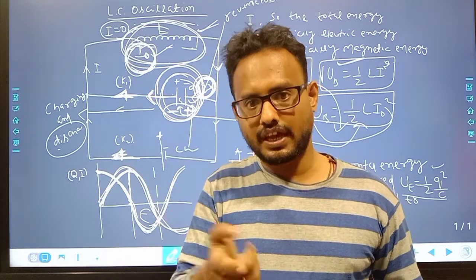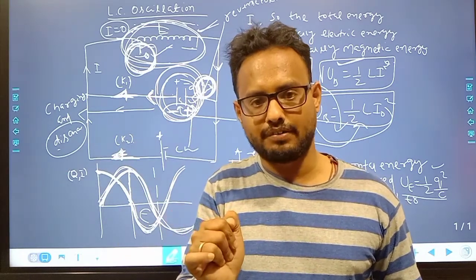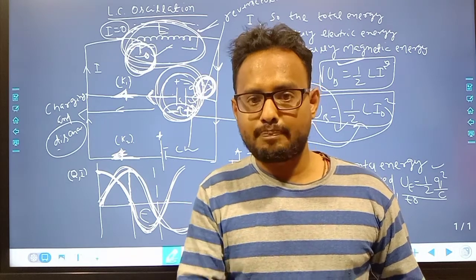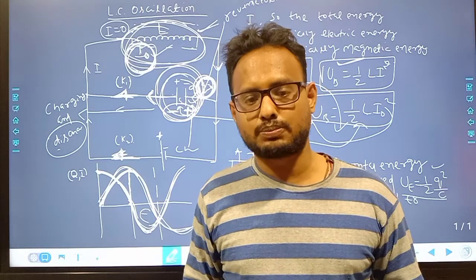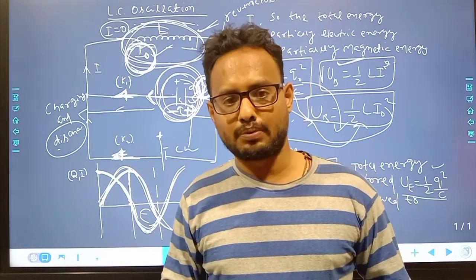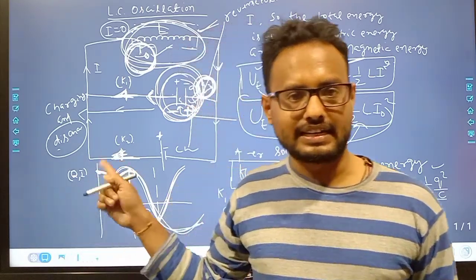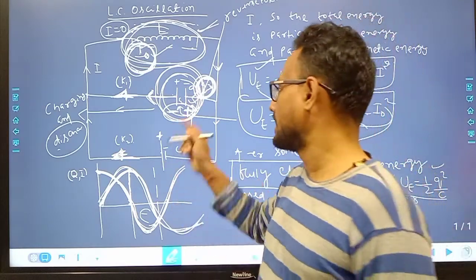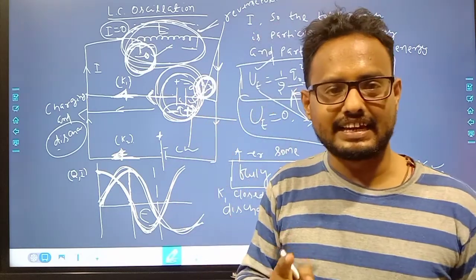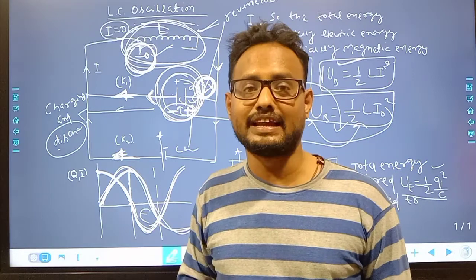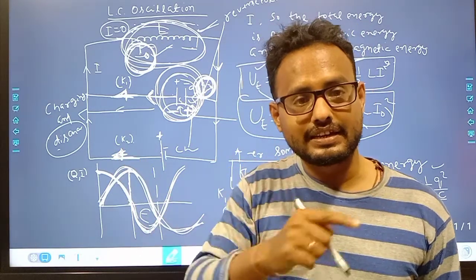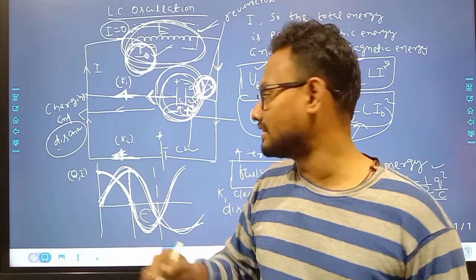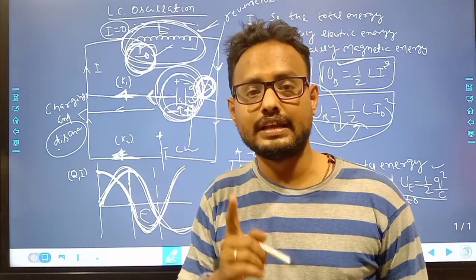Energy transfer. Oscillation means a particle is vibrating about its mean position, but energy is transferred from one point to another point. Similarly, here in an electrical circuit of inductance L and capacitance C, the electrical energy is converted into magnetic energy and the magnetic energy is converted into electrical energy, but the polarity is reversed. So that is called LC oscillation.